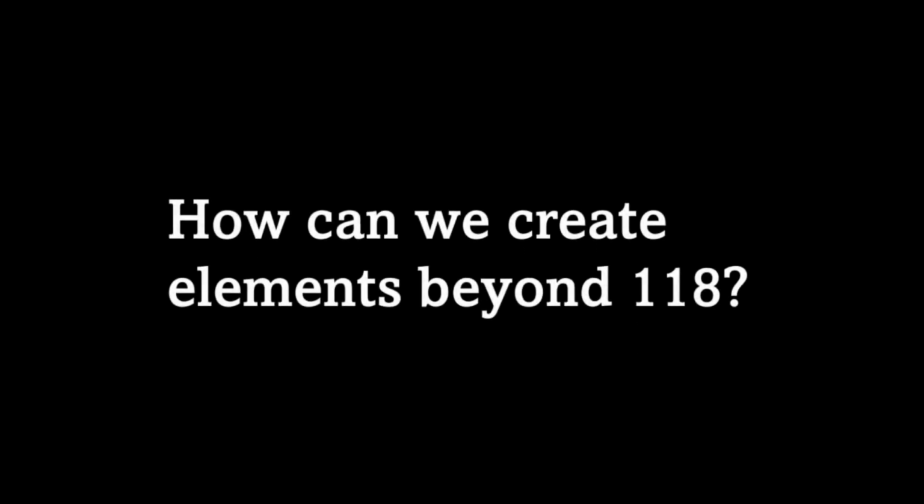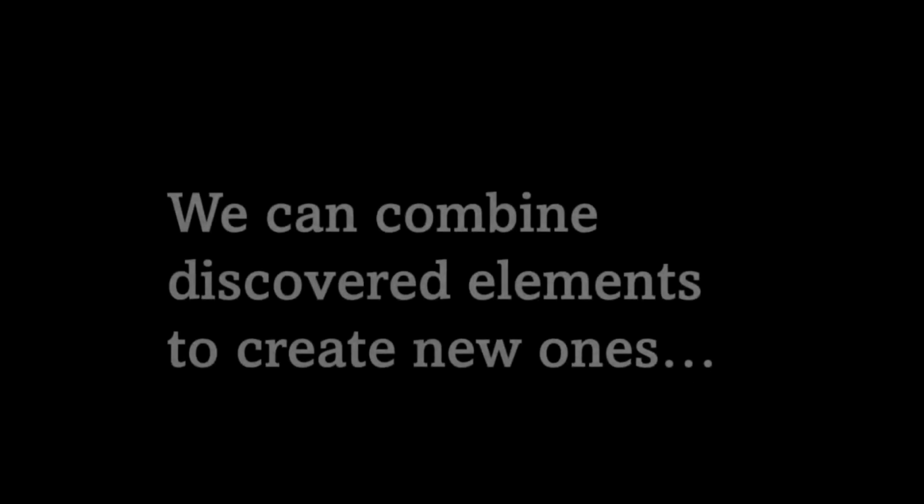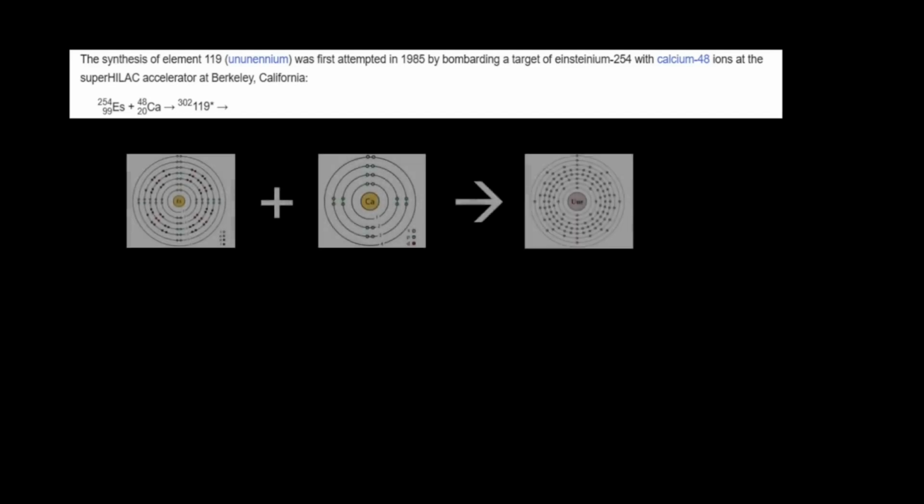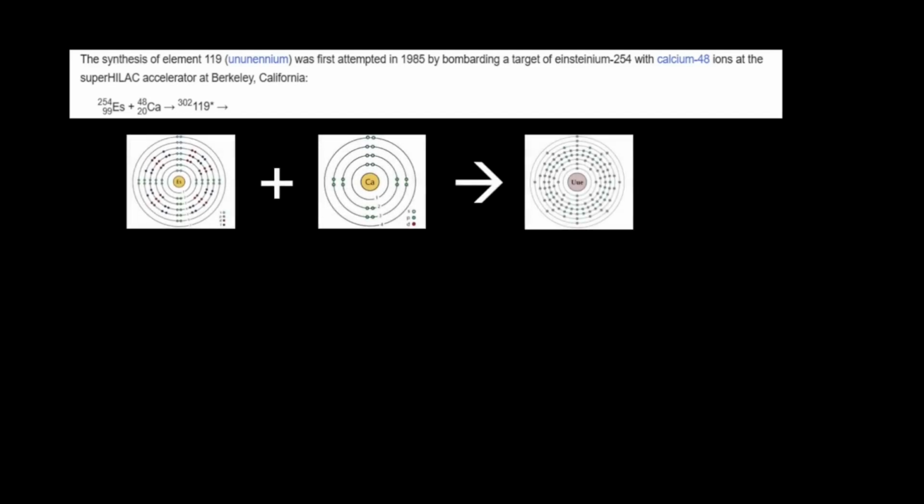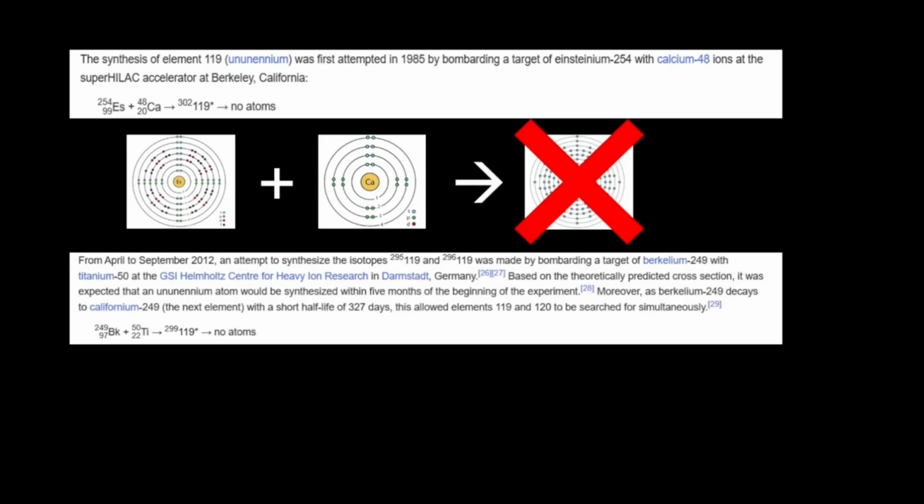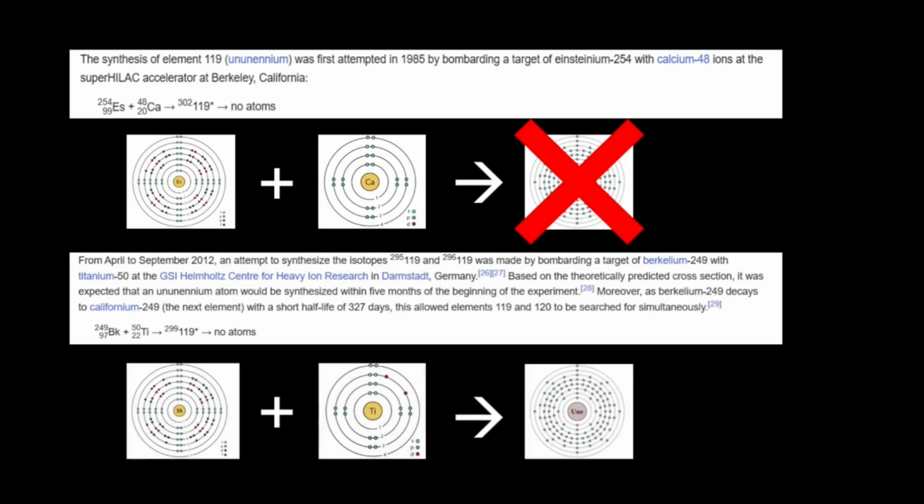Before we can discuss how the periodic table will continue, we must understand how elements past 118 can be created. Scientists have tried to synthesize some of the elements that we already have discovered to create the undiscovered period 8 elements. For example, in 1985, scientists bombarded Einsteinium-254 with calcium-48 to attempt to synthesize element 119, with no successful results. In 2012, scientists bombarded berkelium-249 with titanium-50, thinking that element 119 could be discovered, also without success.